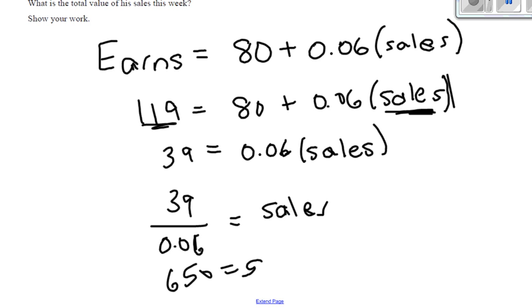And obviously, the nice thing about working with questions involving percent and money is you can tell if something makes sense, right? I mean, 6% of 650. We know that 10% is $65. So you can kind of make sense. I hope that helps.